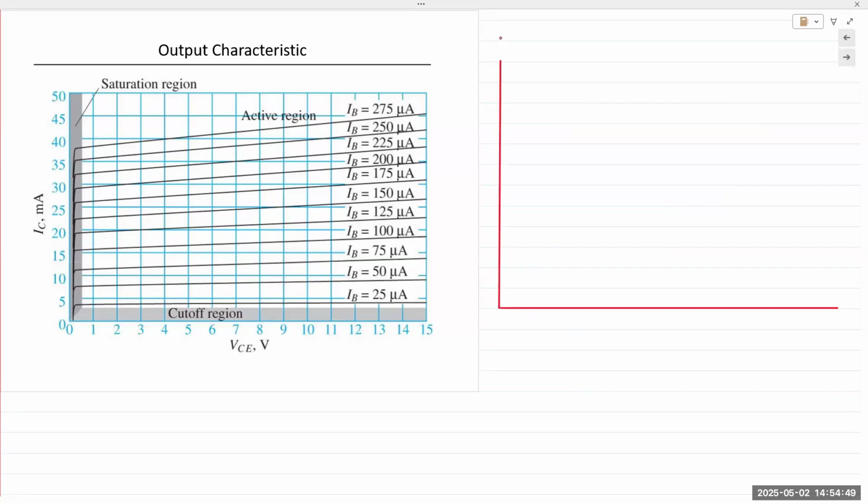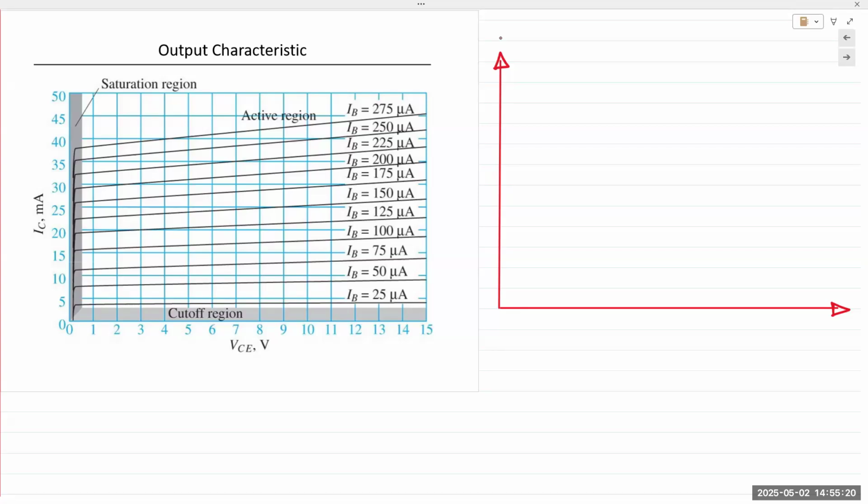Okay, so characteristics typically means VI or IV. Some authors might say VI, some authors will say IV. Technically, it would be IV because it's current as a function of the voltage. How does the current change in response to a change in voltage? So current on the y-axis and voltage on the x-axis. So in a BJT, you have the input characteristic and you have the output characteristic.